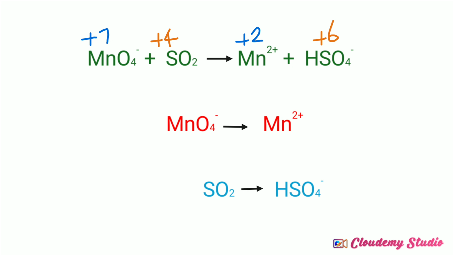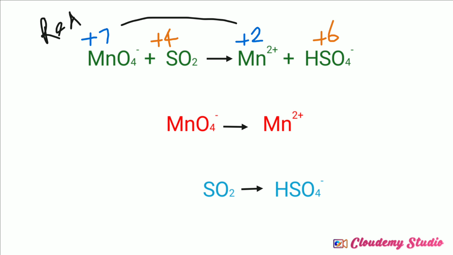I have noted down the oxidation number of manganese in permanganate ion, that is +7, and in manganese ion it is +2. So this change, we can see that the change is a decrease in oxidation number. Therefore, this change is reduction.